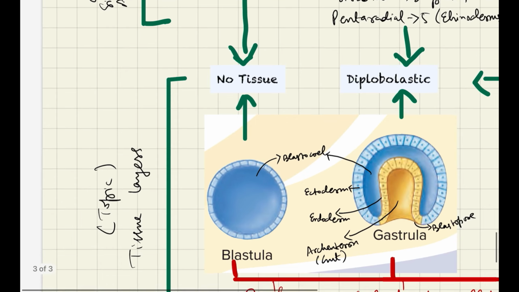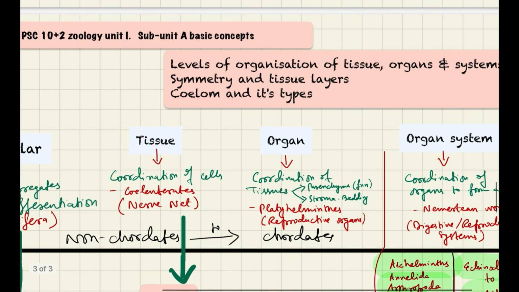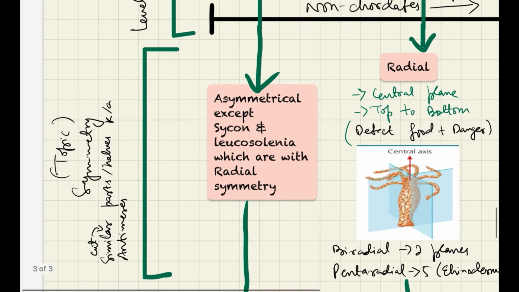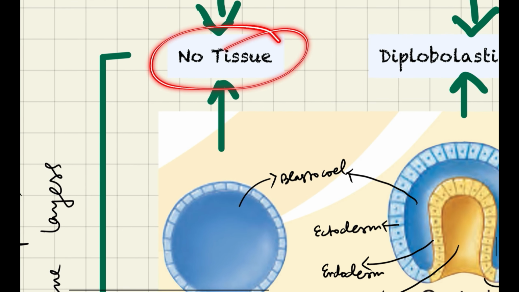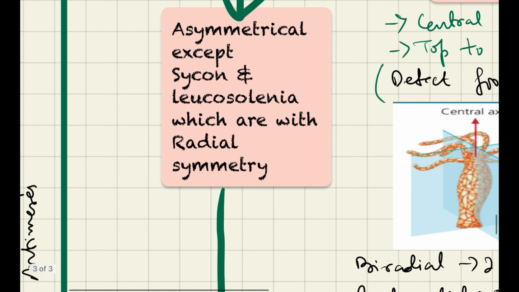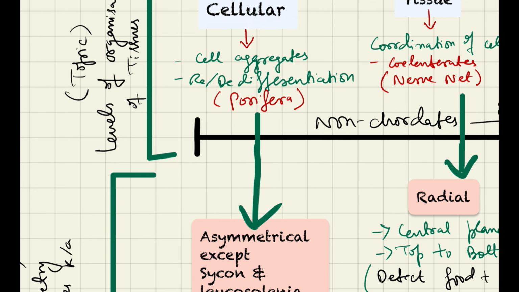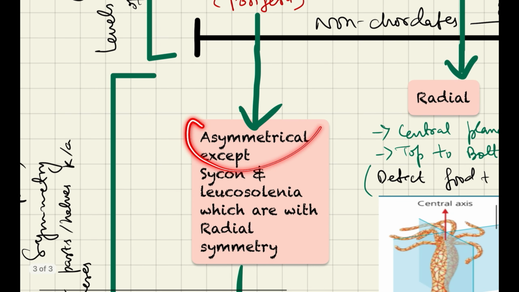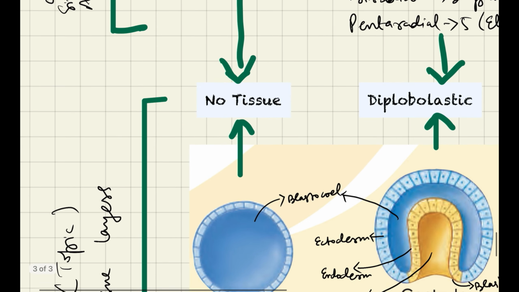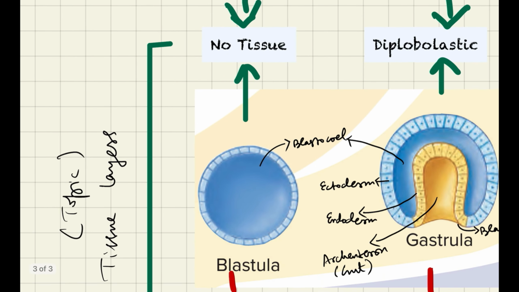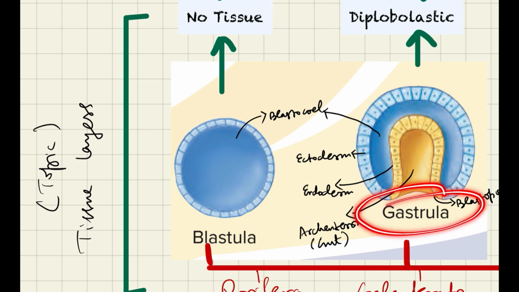These are the phyla. Now let's come to our third topic, that is the tissue layers. Here it is, symmetry and tissue layers. The first category is no tissue. We can see that in porifera there are no tissues. So all the organisms having cellular grade of organization are asymmetrical, except these two, which have no tissues. They have cellular grade of organization. And one thing which is important here is that we can only find blastula stage here, no gastrula.